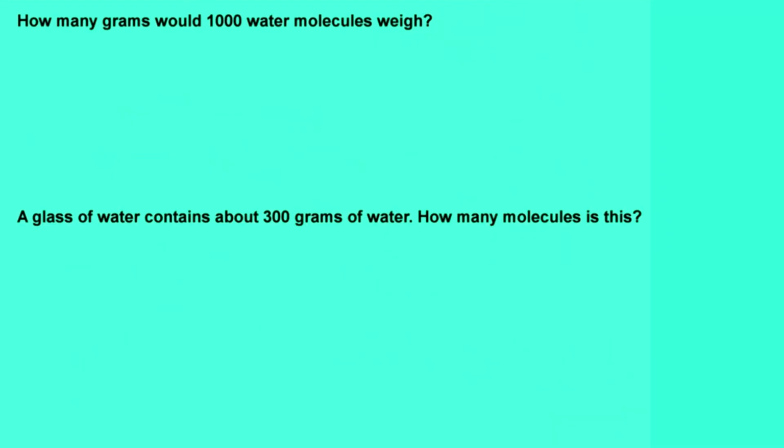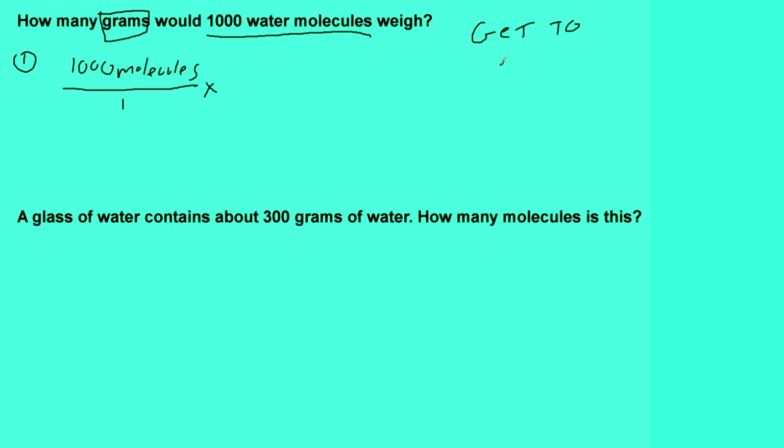Let's try another one, another couple. All right, this time we're going from number of water molecules. We have 1,000 water molecules and we want to convert them to grams. So 1,000, that's not very many, and we know molecules are really small. So it's probably going to be a small number. So step 1, write the number that you're starting with, 1,000 molecules. Get to moles first. I'm going to write it again because it's important.